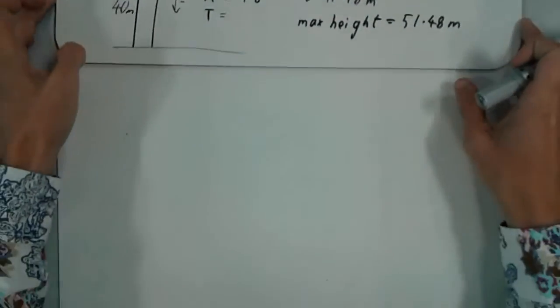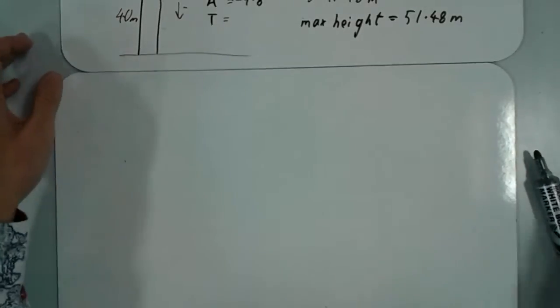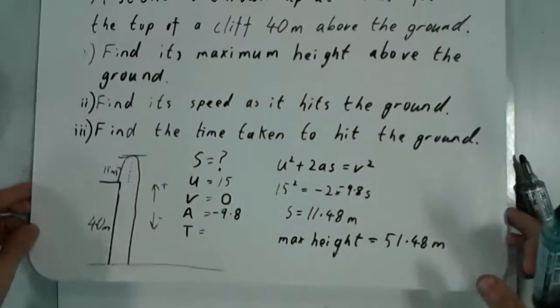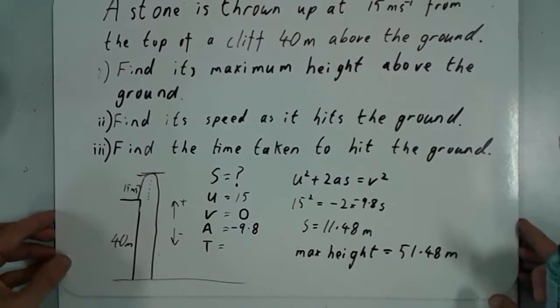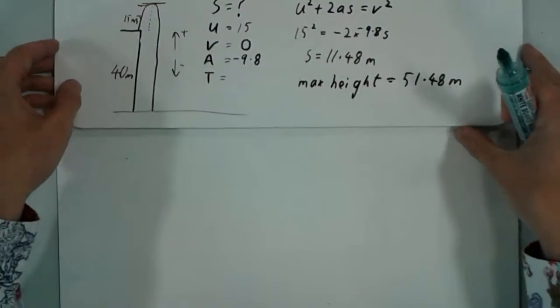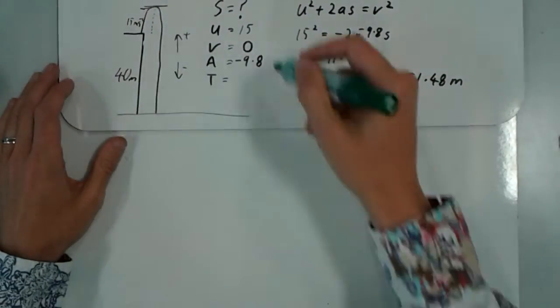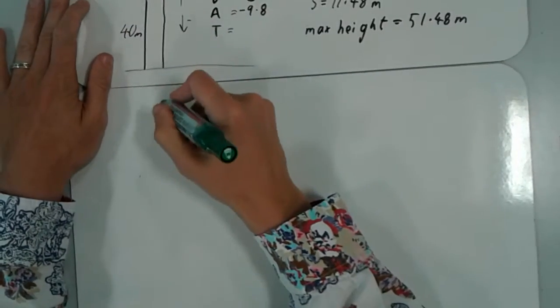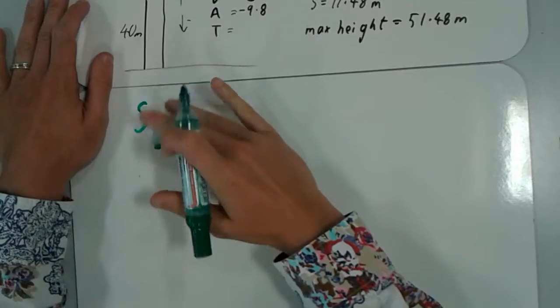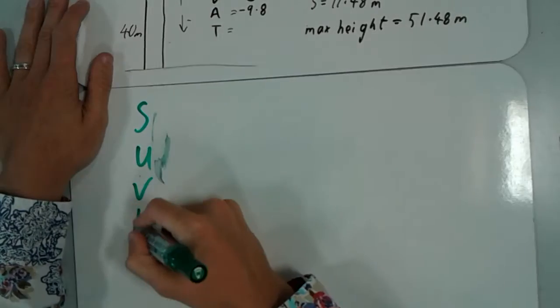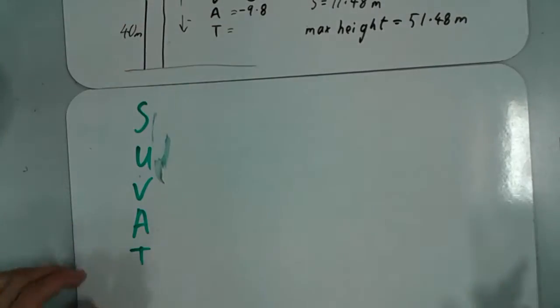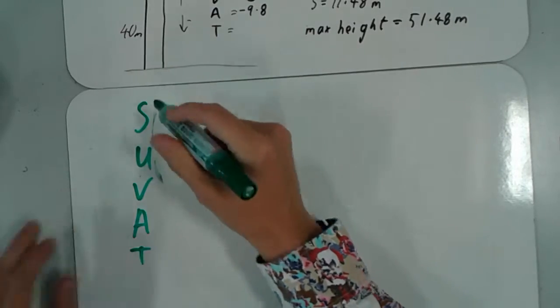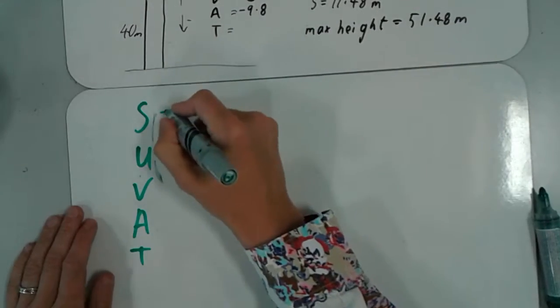Okay, now let's move on. The next part of our question said, find its speed as it hits the ground. What I would recommend is, as soon as your situation changes, rewrite out your SUVAT information. I like to just do a column, some people like to do a table. Format is entirely up to you.